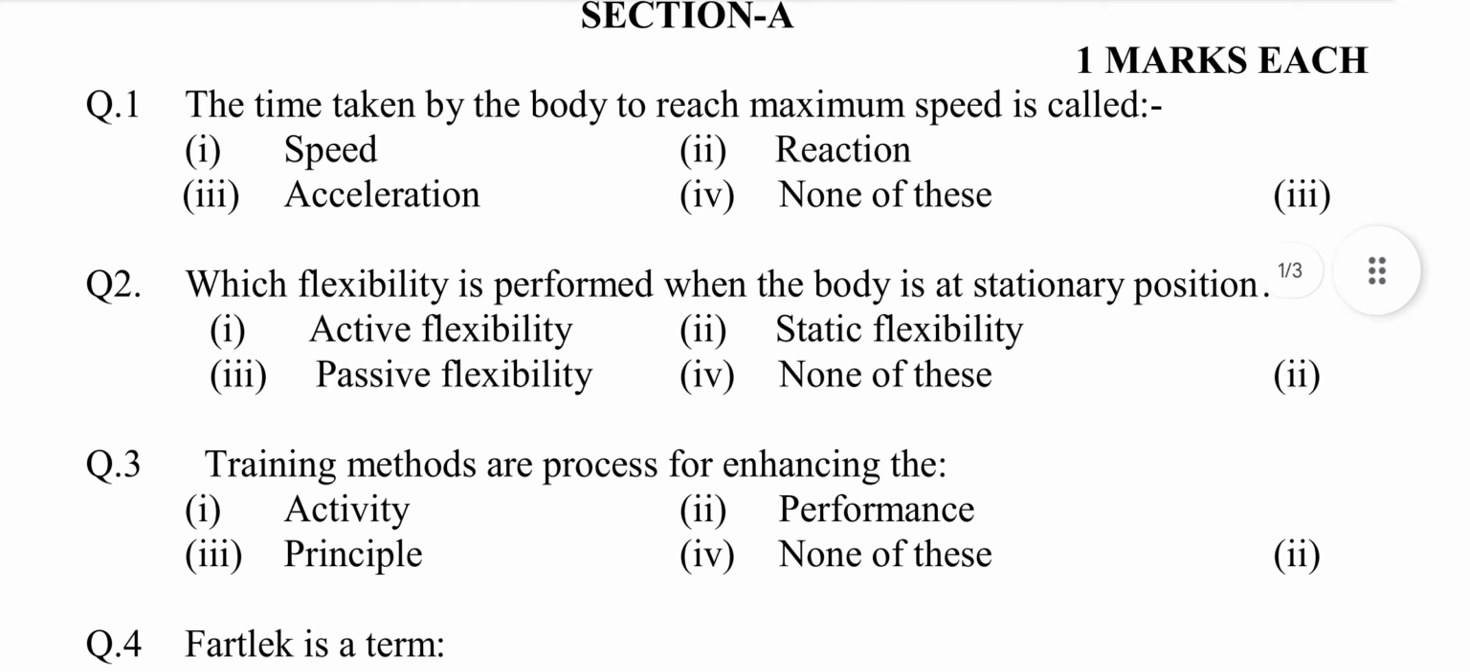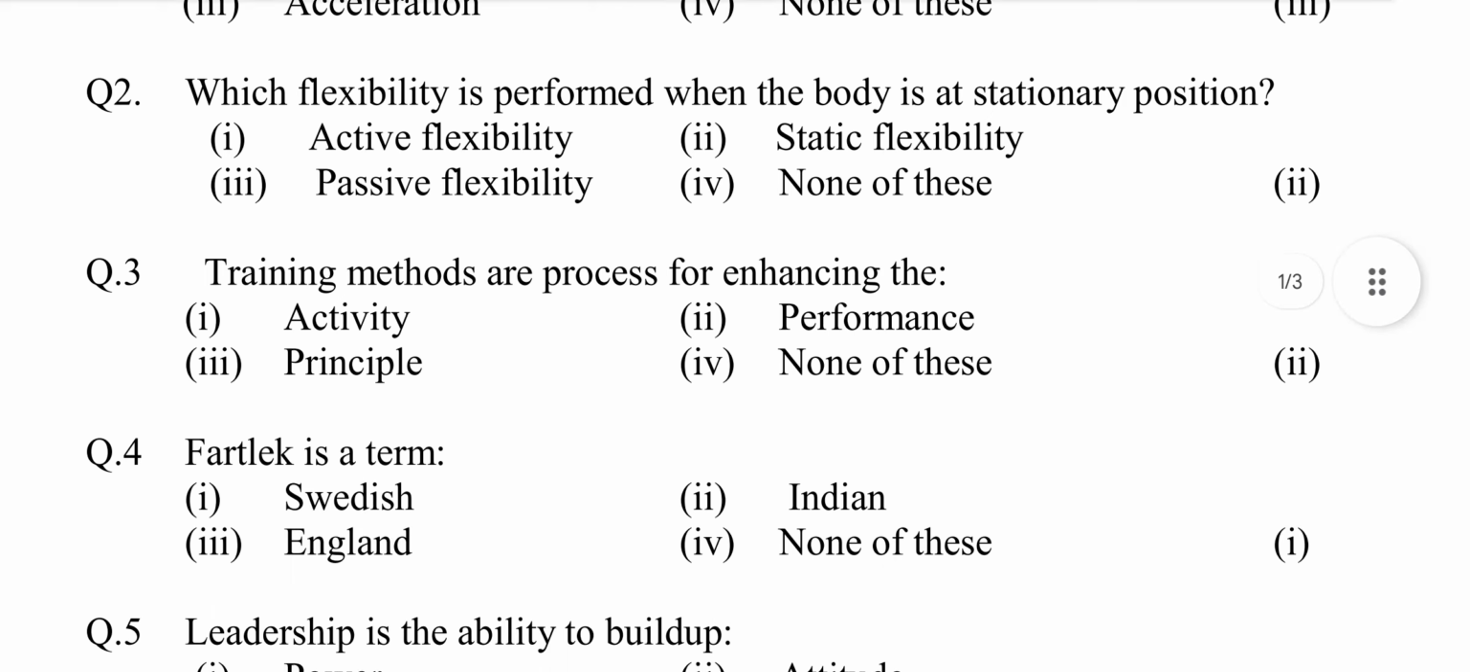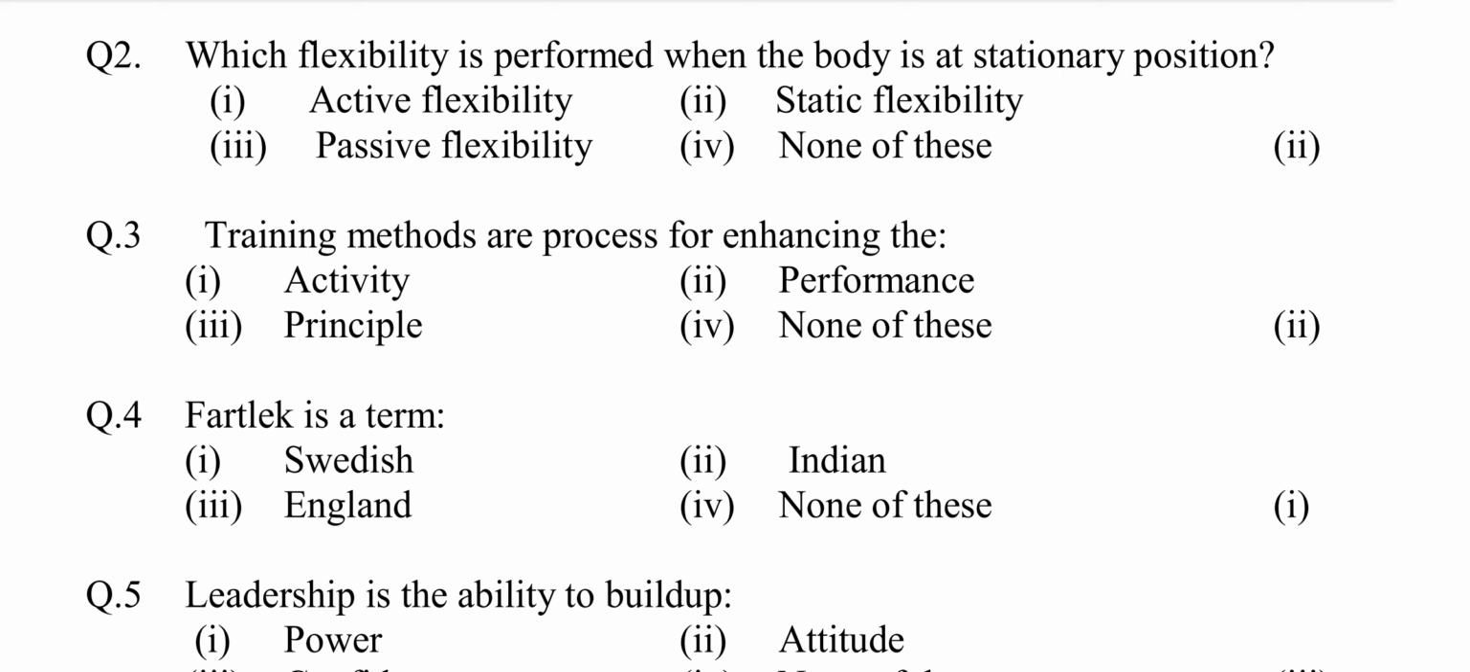The time taken by the body to reach maximum speed is called: option first speed, second reaction, third acceleration, fourth none of these. Answer is option third, acceleration. Question number 2. Which flexibility is performed when the body is at stationary position? Option first active flexibility, second static flexibility, third passive flexibility, fourth none of these. Answer is option second, static flexibility.